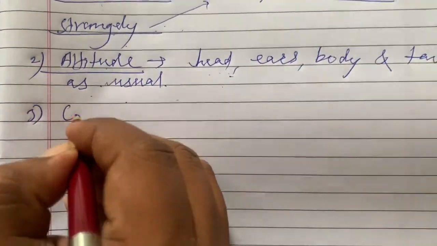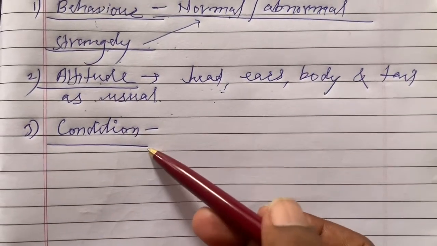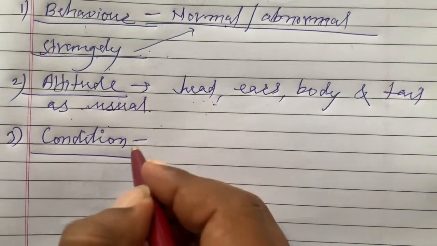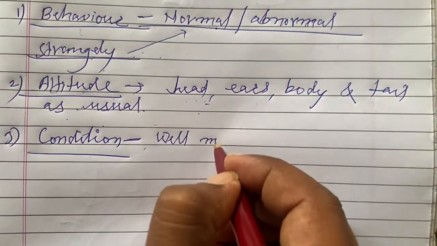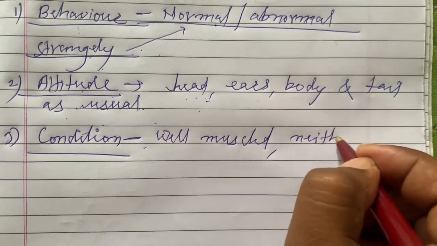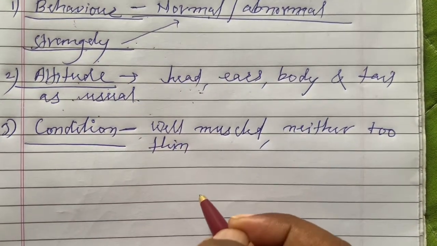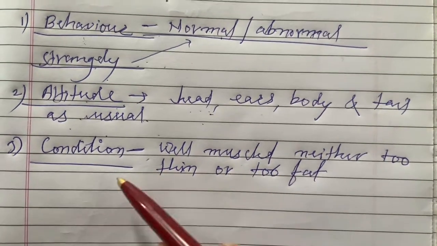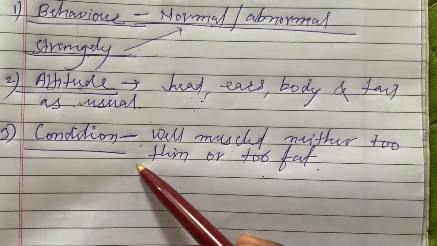The third point, the condition of animal. Is the animal in good condition and is it well muscled, neither too thin nor too fat? We have to observe the animal again. Is it in good condition and well muscled, neither too thin nor too fat? So on the basis of the muscle, either too thin or too fat, we may say that the condition of animal is well or not well.